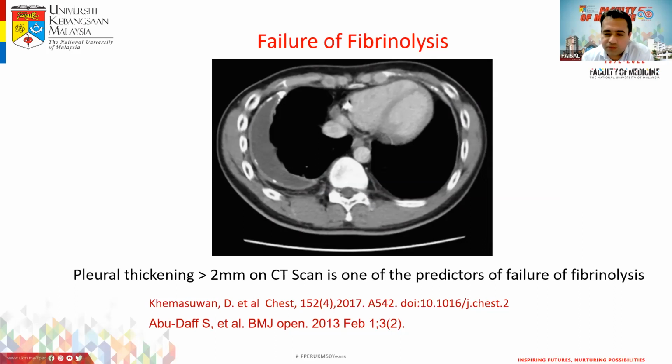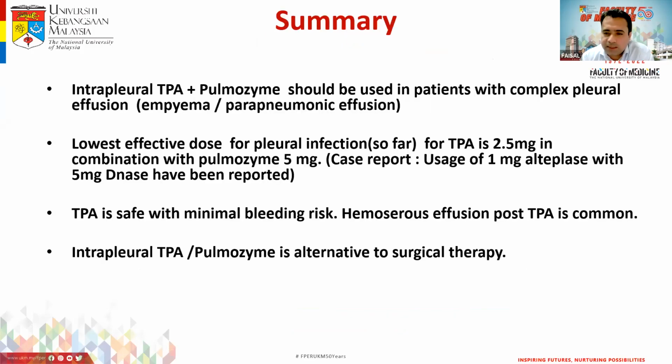I do have patients that have more than 2 mm thickening, but they are not in the organized phase. I still give them intrapleural fibrinolysis and they do well as well. So basically, this is my last slide. Intrapleural altiplate and palmozyme should be used in patients with complex effusion, as well as empyema and parapneumonic effusion.